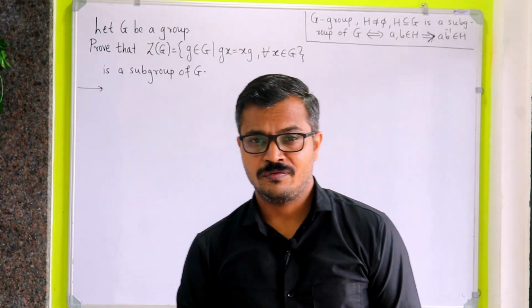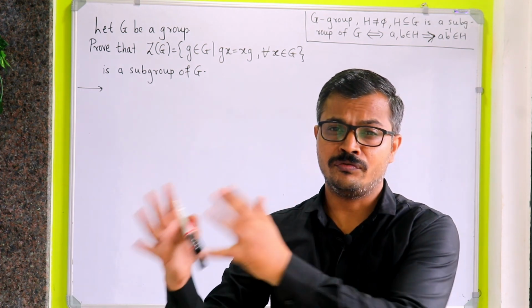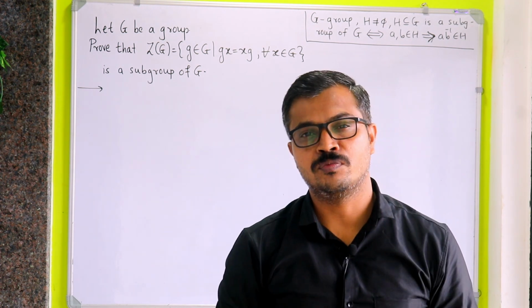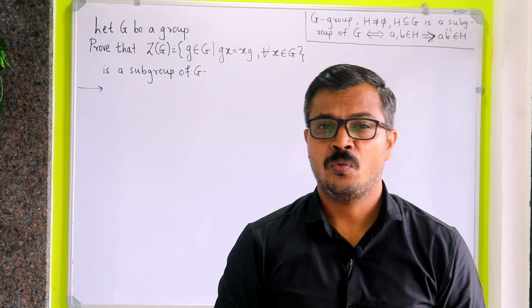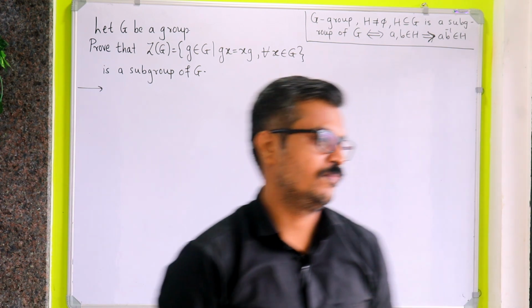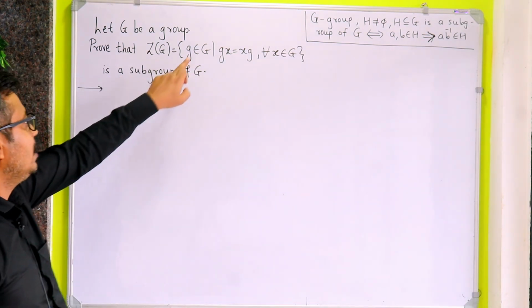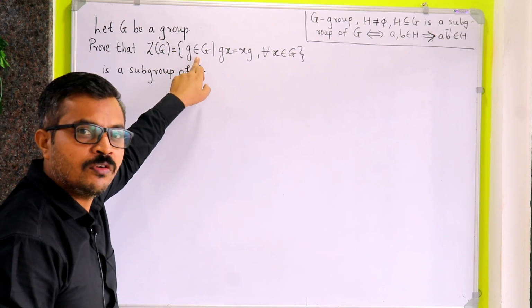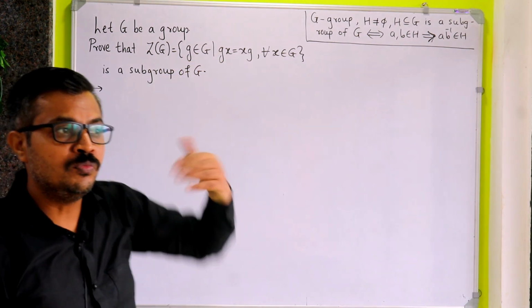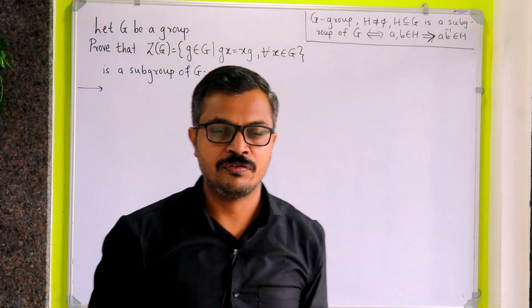In this class, we are going to show that the center of a group is actually a subgroup of G. Now, what exactly is the center of a group? The center of a group is the collection of all those elements of G that commute with all the elements of G.